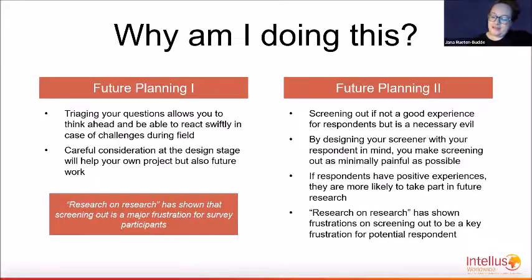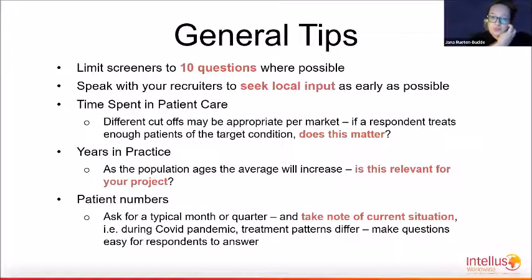Okay, then we have some more general tips that also feed into this. The first one is, as a rule of thumb, don't make your screener too long. So that's a really obvious one. Where possible, you should try to limit it to under 10 questions, because you have to keep in mind that they may already have had to go through a number of consent questions to get to that point.